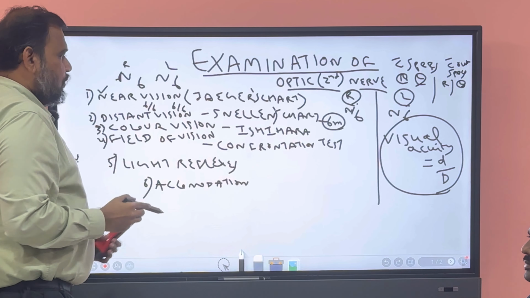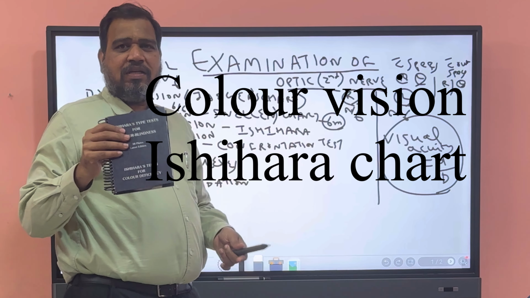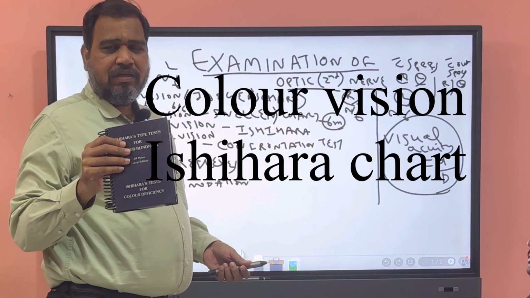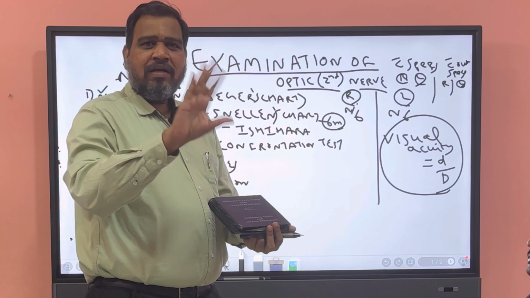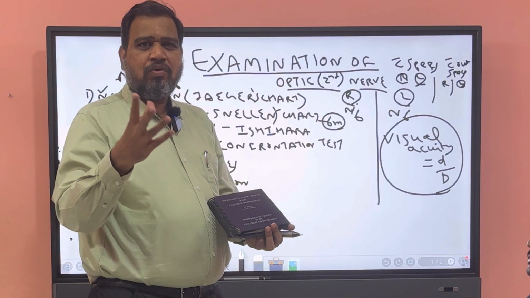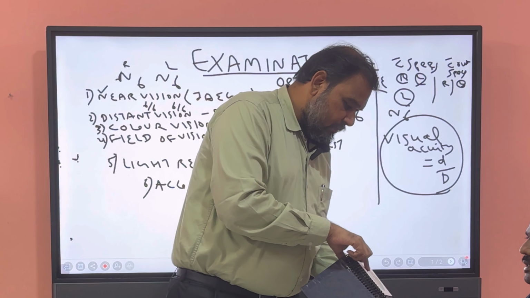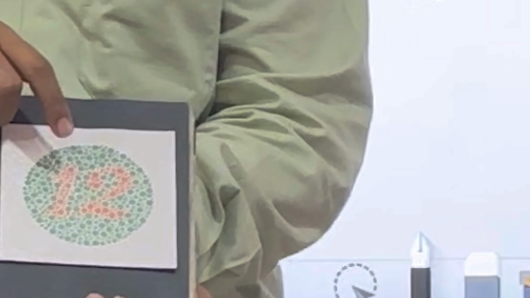Now coming to color vision, you can see here is a chart where color blindness can be tested. It is just color vision. So whether he is able to recognize red color, blue color, green color, all those things. Putting in a number 12. So he is telling 12. That is, you can see here.